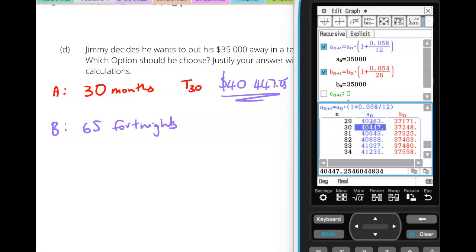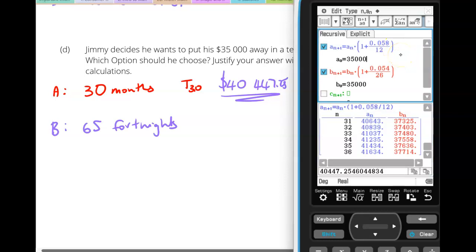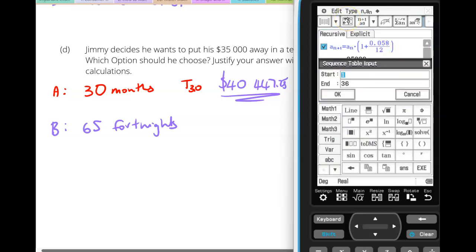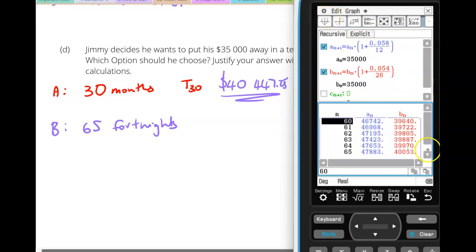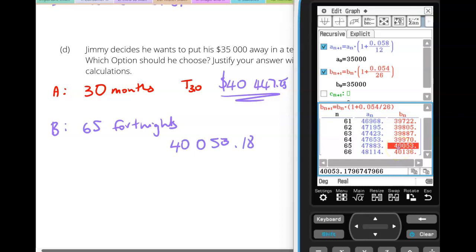We want 65 fortnights. Now, I've only done my table up to 36. If I tap on the equation screen, I can go back in and change my table. I don't want to start from 1, otherwise I'm going to be scrolling down forever. I know it's 65 fortnights, so I'm just going to go from 60 to 66. That'll do. And now call up the table. And there we are. 65 fortnights, 40,053.18.